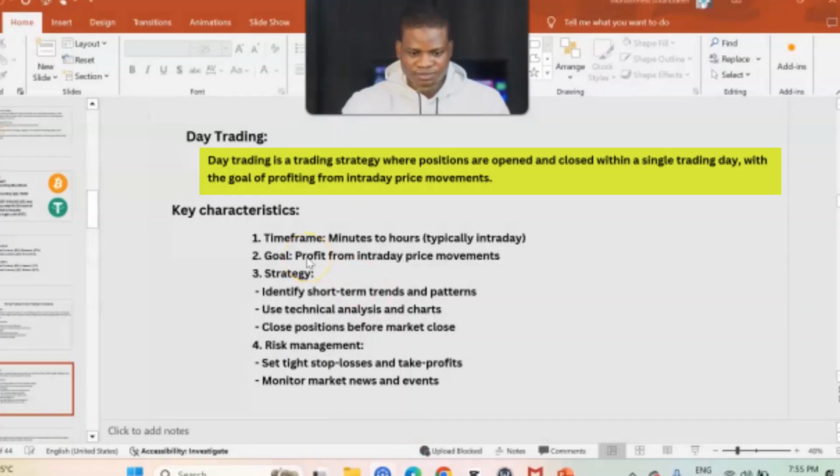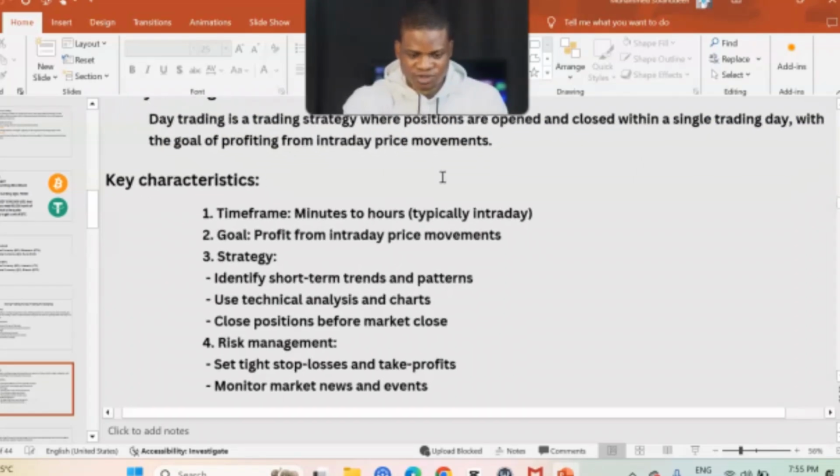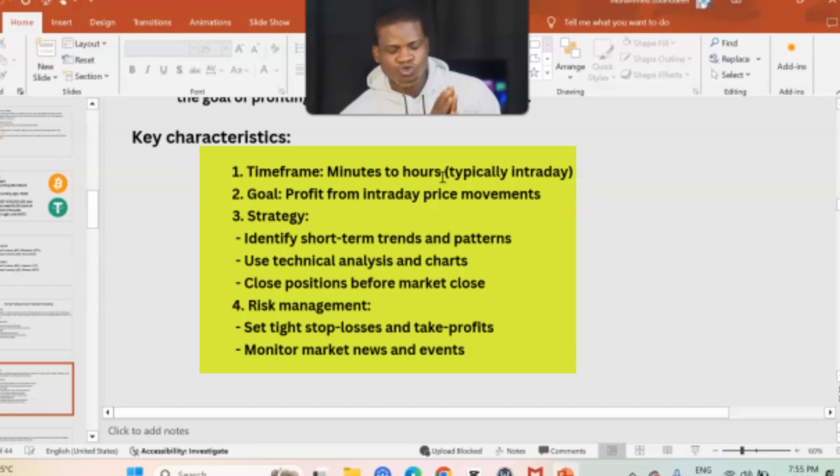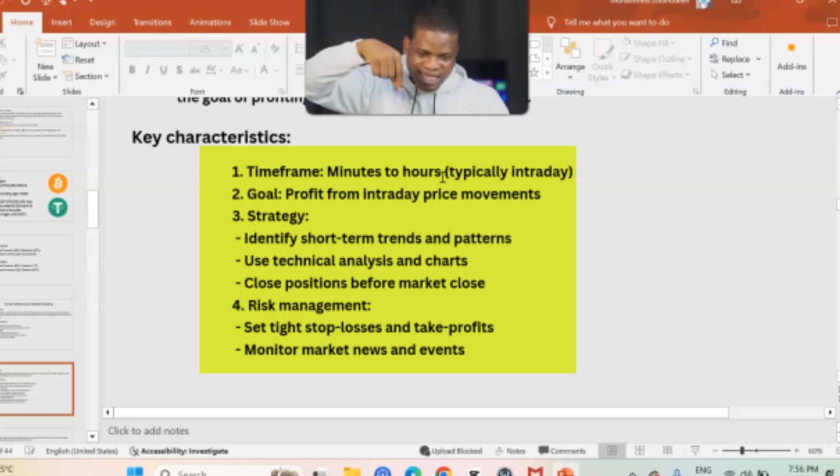So now, day trading, the goal is profiting from intraday price movement. So you want to make profit from the price movement within the day. Key characteristics of day trading: time frame. You are holding your trade within minutes to hours. With swing trading, we said within 2 days to weeks to like 4 weeks. But for day trading, it is within that day. Within minutes or hours, you are done with the trade and you are ready with your profit or loss.